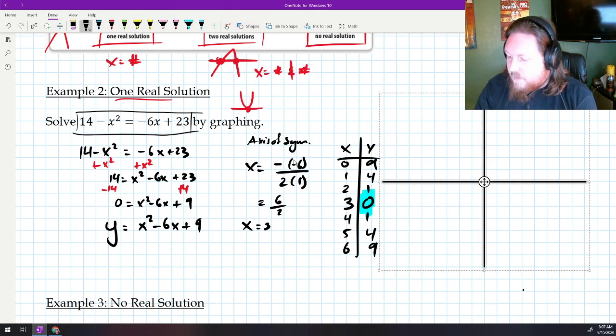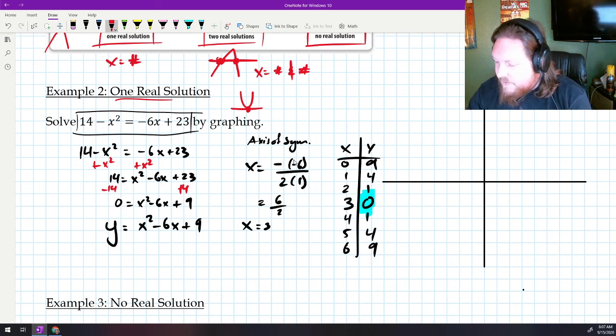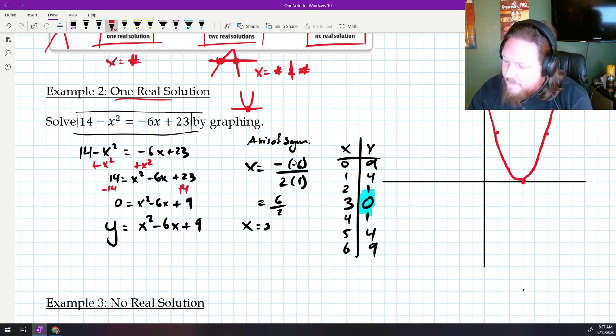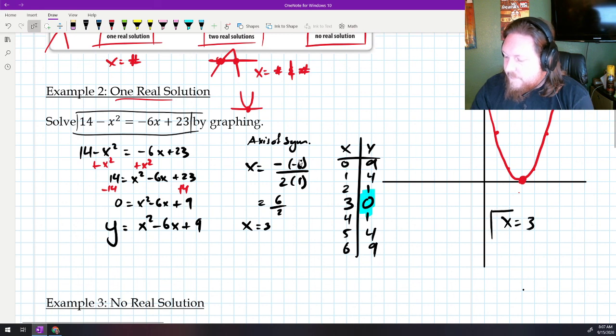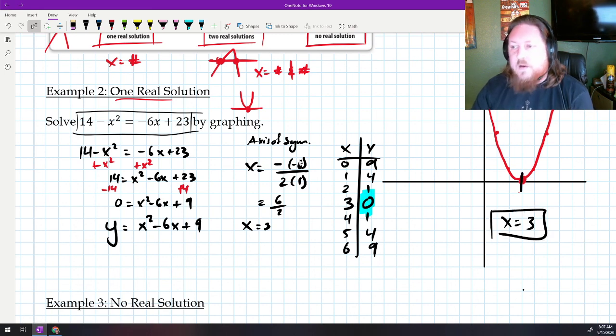Boom, graph it. 0 is all the way up at 9, so I'm not going to go there. 1 goes to 4. 2 goes to 1. 3 goes to 0. 1 and 4. And it's going to come from right up there. So my solution, x equals 3. That's the x coordinate right here at the vertex where it crosses the x-axis.